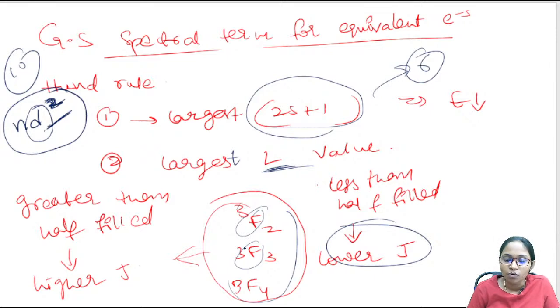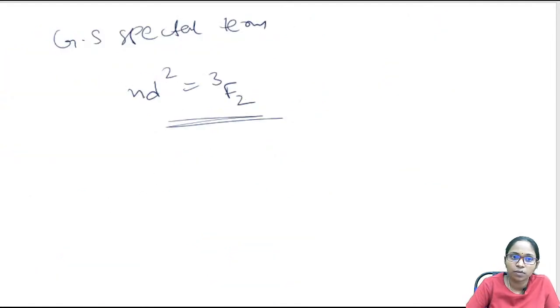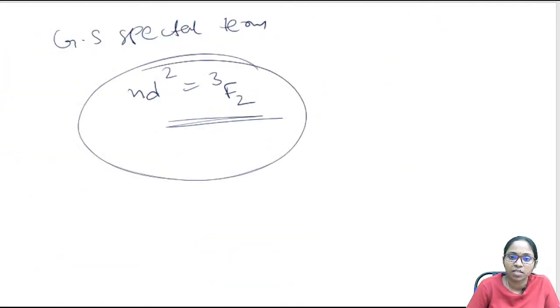For this, follow the trick: if the subshell is less than half filled then you go with the lower J value. If it is greater than half filled you go with the higher J value. Then you will be able to find the ground state spectral term for the given configuration.